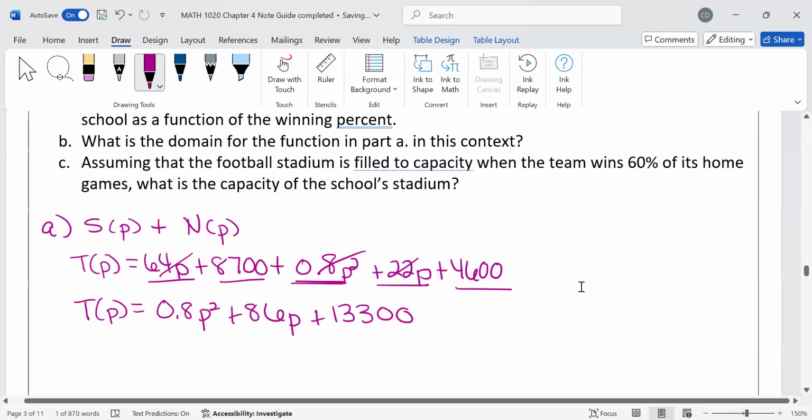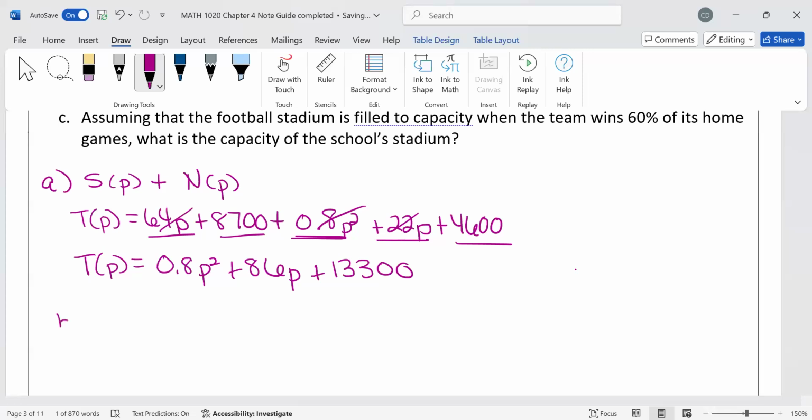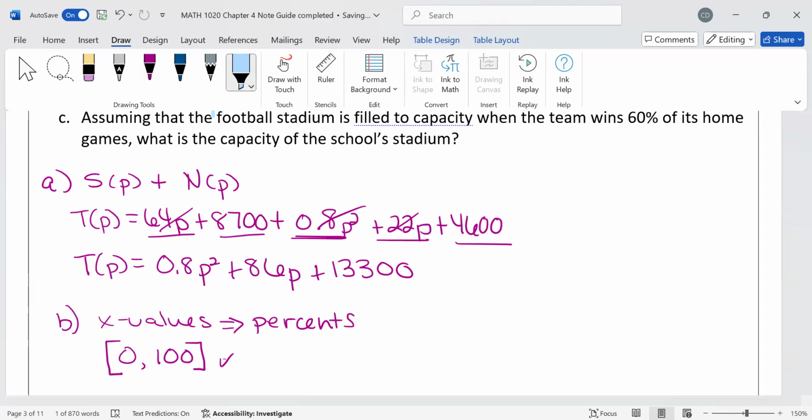What is the domain? Okay, so domain are your X values, and the X values are percents. So the lowest percent of the games that they can win is 0. The highest percent of their games they can win is 100. And that is inclusive, so we have to have brackets. So this is the actual answer right here. X can only be anything from 0 to 100 because that's the percent of home games that they win.